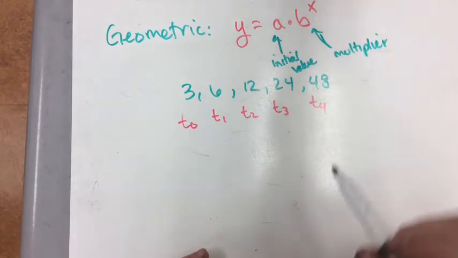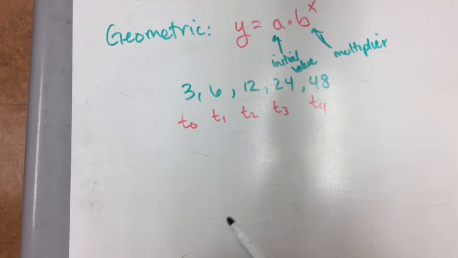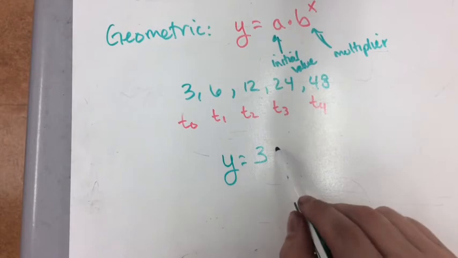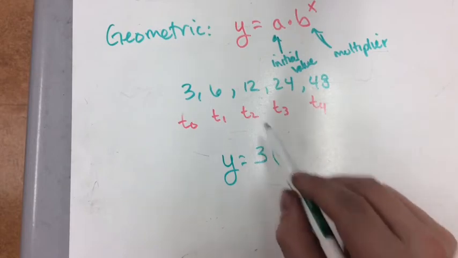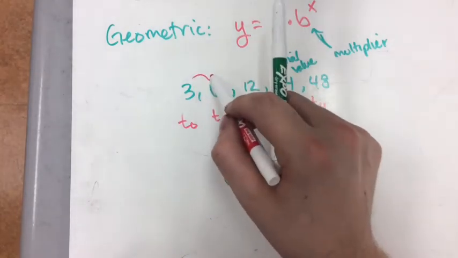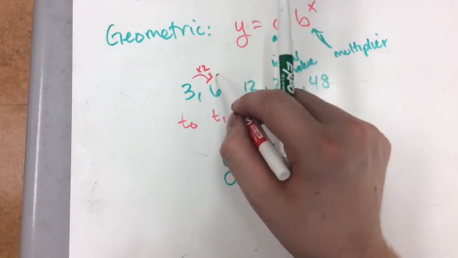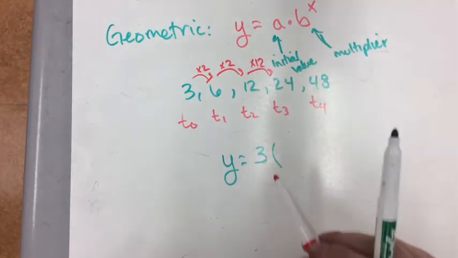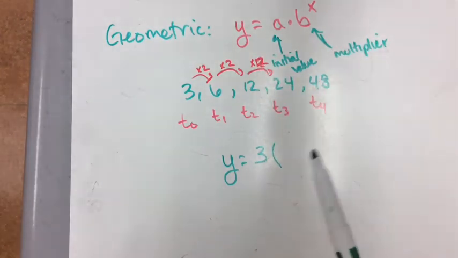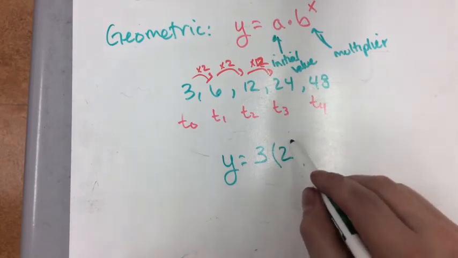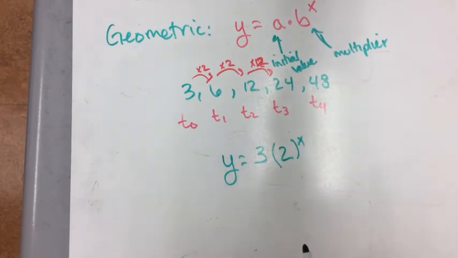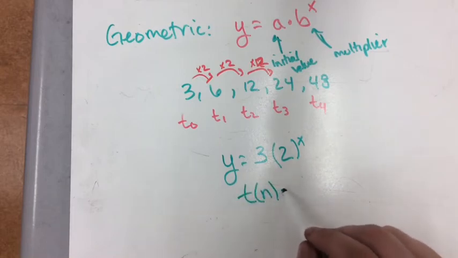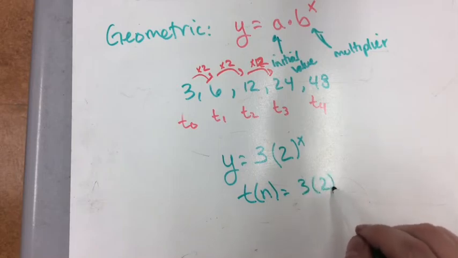multiplier. Okay, so if we wanted to build an equation, it's actually as easy as just saying y equals 3 times, let's see, what is our multiplier? How did I get from 3 to 6? I multiplied by 2. 6 to 12, I multiplied by 2. 12 to 24, I multiplied by 2. So our multiplier here is 2. So we'll say 2 to the x. However, I want to have this as a function of the sequence, so I'll change this all to t of n equals 3 times 2 to the n.